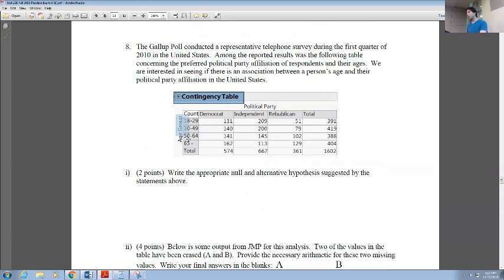And think about it. Age groups puts people into categories. Now I know age is quantitative, but age group is a category. Political party puts people into categories. And this is count data, which is one of our conditions. There are 131 Democrats who are 18 to 29.